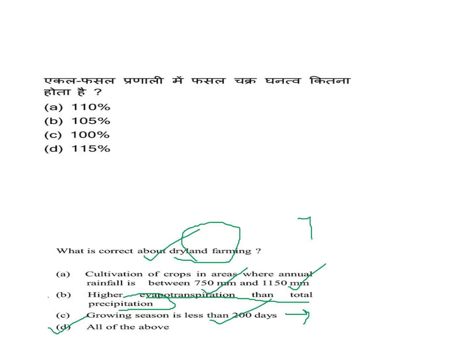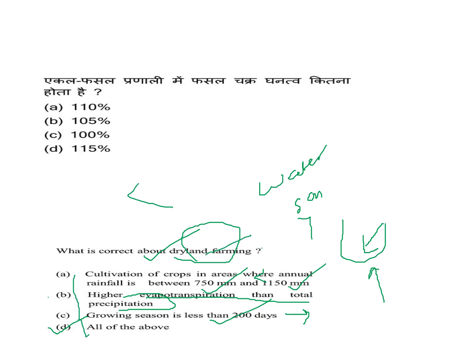In dryland farming, rainfall varies from 750 mm to 1150 mm, and it is usually an agriculture practice in arid and semi-arid regions. So the farmers have to rely on rainfall for irrigation purposes. So they have to follow water management techniques like water harvesting and soil conservation techniques like soil contouring, farm ponds, etc. All these techniques should be followed in order to facilitate crop growth by using the water which is received through rainfall. So all these options are correct regarding dryland farming.